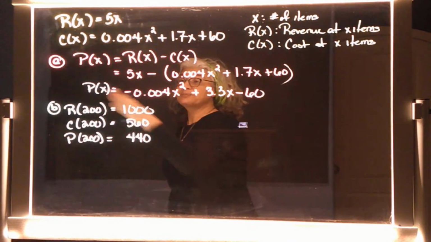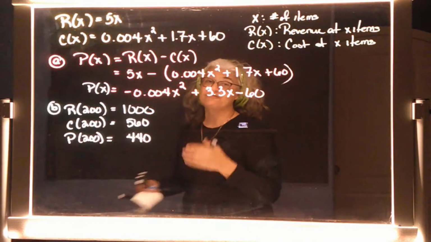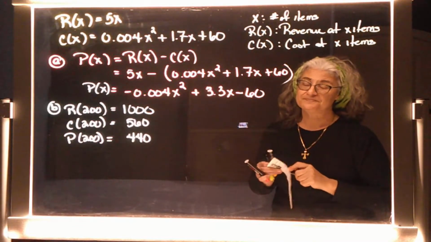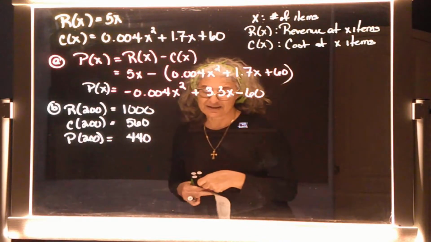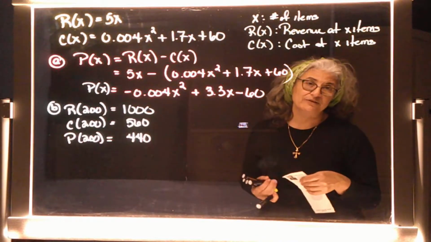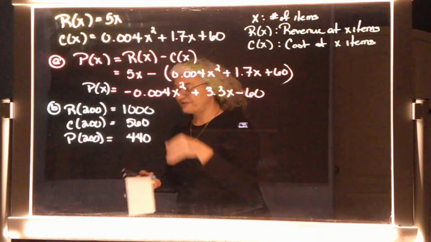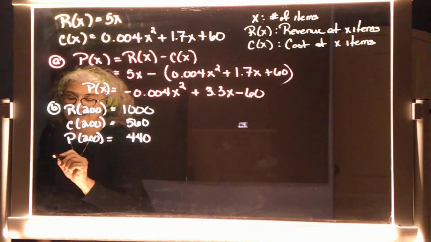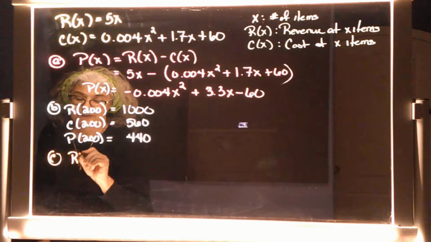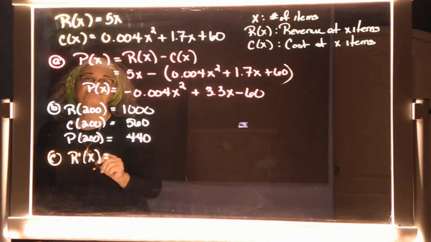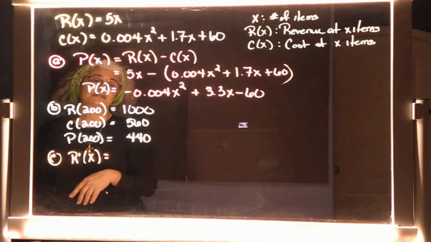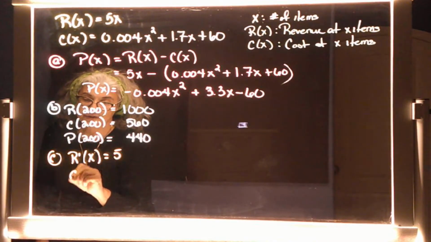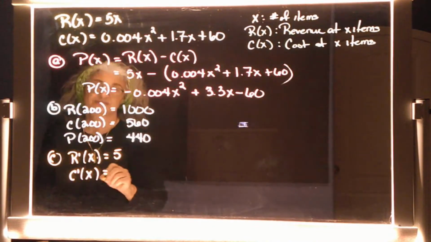Which is what I got when I plugged this 200 into my profit function. So yay, good check. Cool? All right. Part C wants us to find the first derivative of each of these three functions. So I need the first derivative of the revenue function. If the revenue function is 5x, what's its first derivative? Good, 5. I need the first derivative of the cost function.